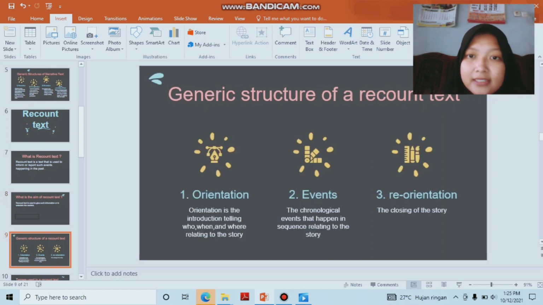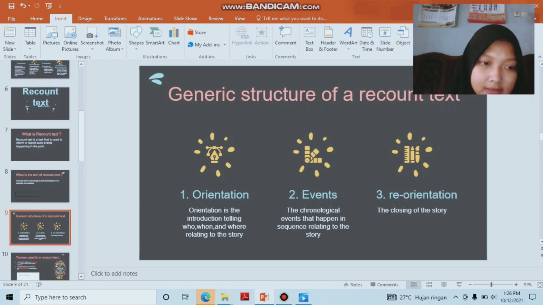So, the generic structure of a recount text is orientation. Orientation is the introduction telling who, when, and where relating to the story. The 2 is event, the chronological event that happened in sequence relating to the story. And the 3 is reorientation, the closing of the story.